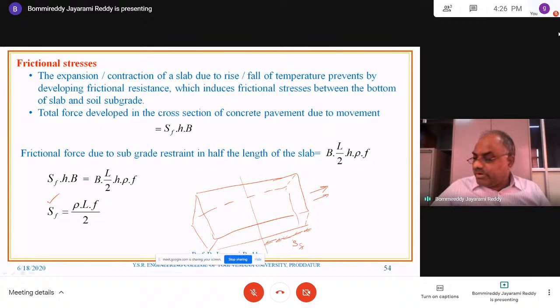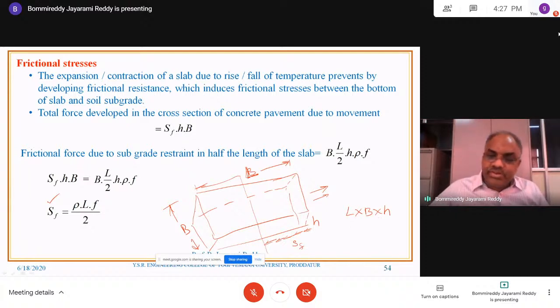And at what level will the frictional stress act? You know that this is length, this is the width of the section, and the thickness of the section is H. So the size of the panel is L into B multiplied by H. L is the length, B is the width, and H is the thickness.